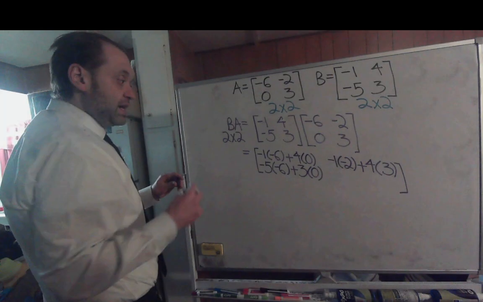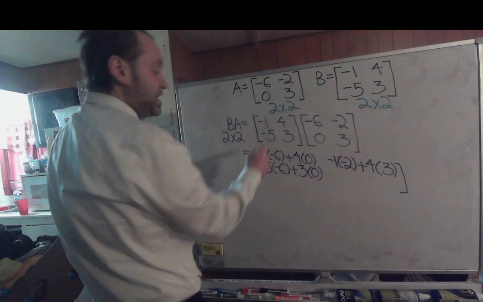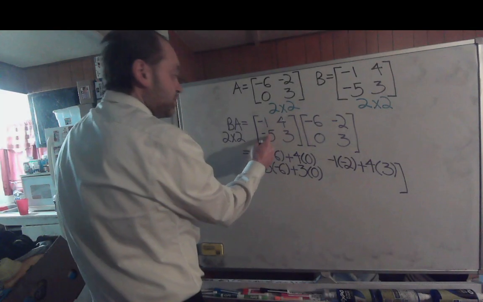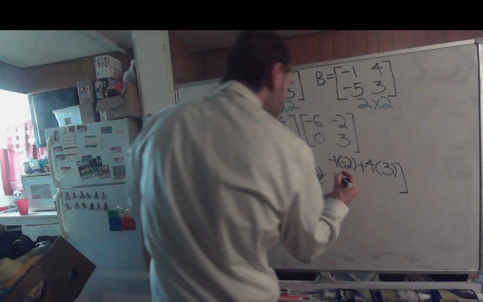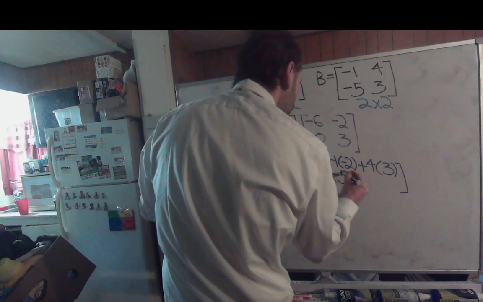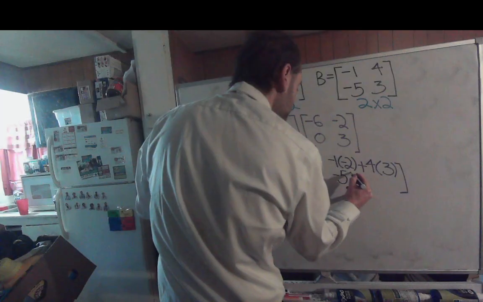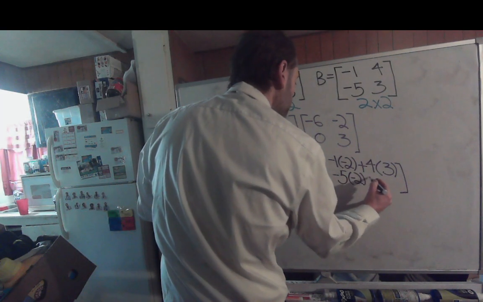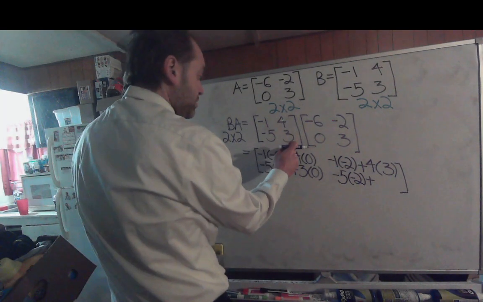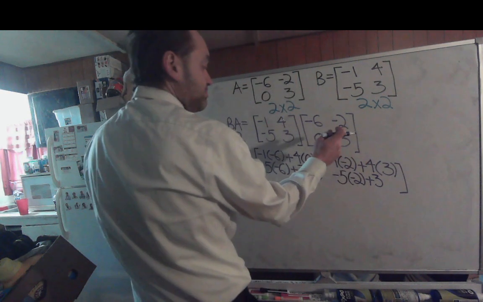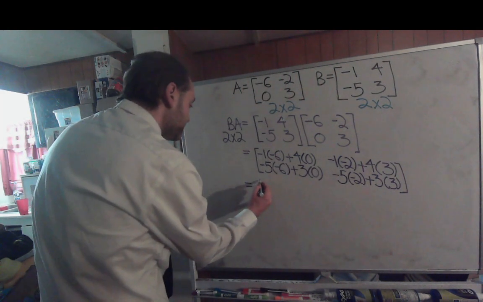And then last but not least, to get your fourth number, you'll take that first number in the second row of negative 5. Multiply that by the first number in the second column of negative 2, plus you'll take the second number in the second row of 3 times the second number in the second column of 3, which will give you a completely different matrix here.